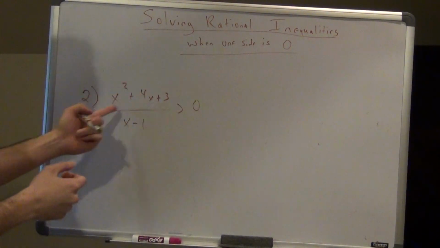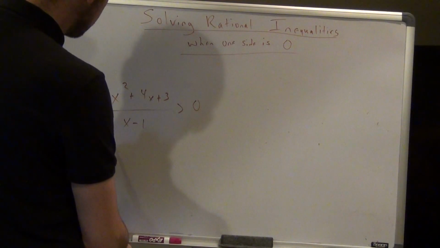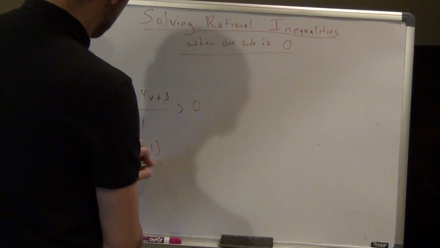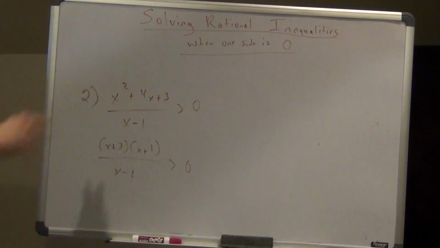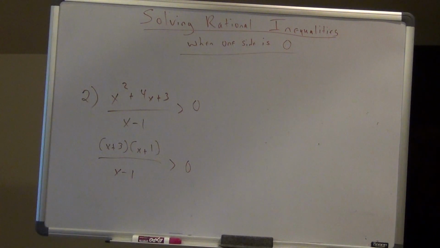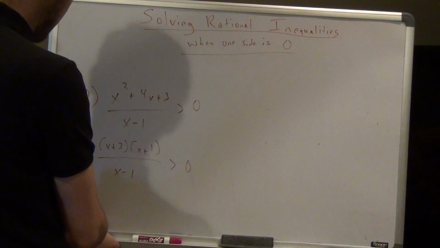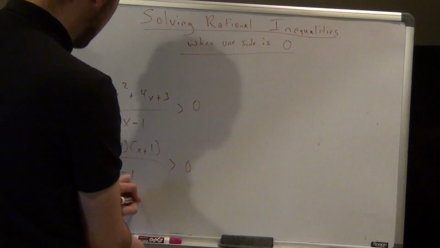So now we're going to have to factor out whatever we can. So we're going to factor out the top here. That's going to become x plus 3, x plus 1 over x minus 1 is greater than 0. We're not simplifying again. We're just factoring everything out. Okay, so once you factor everything out, now we're going to figure out where the numerator and the denominator are 0. So let's write that out. So the numerator, I'm just going to call it NUM, and the denominator.